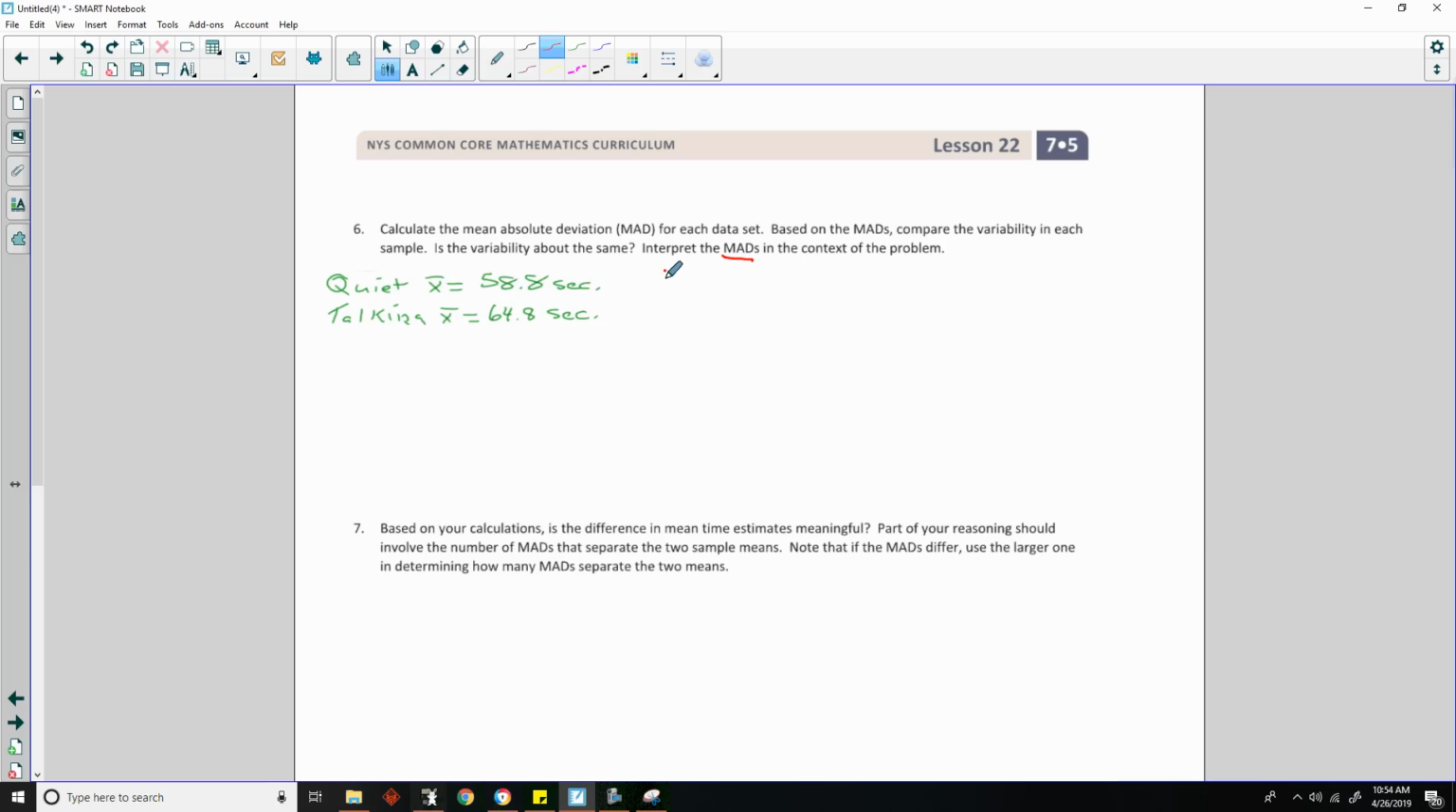So the mean absolute deviation for the quiet equaled 2.67. Now I'm going to do the same for talking. So I want the mean absolute deviation for the talkers, or for during talking. So I'm going to do the same thing again. So the mean was 64.8.